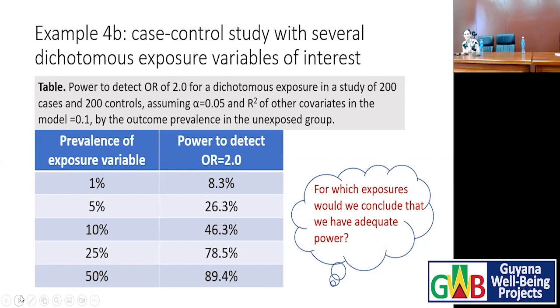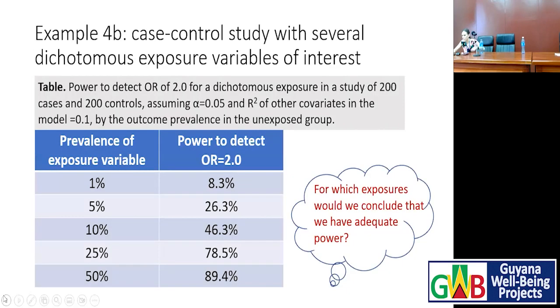Any ideas? 50%, yeah. Usually you want to have at least 80% power. So you might look at the 25% one, which is close. And you could keep filling in, maybe we find out if we said 28% or something, we'd get there. Or in the unexposed, or if you have general population data, you could use that to estimate.